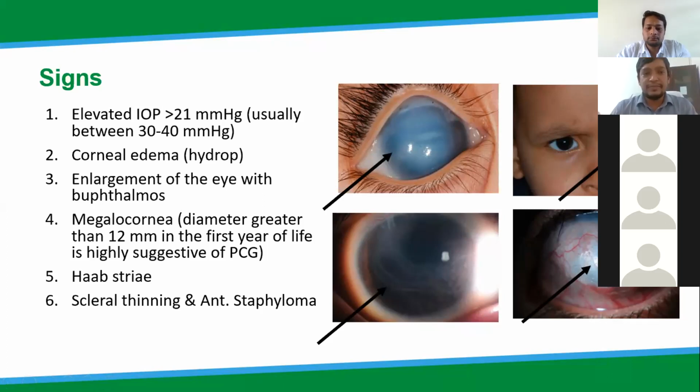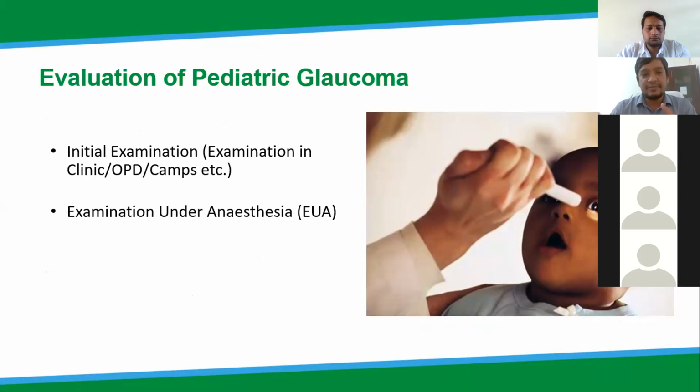So there are two main parts. One is the initial examination that can be done when a child comes to the clinic or OPD, or maybe you are at a camp and someone comes with their child and you are doing the screening, the initial examination. And the second, very important examination is the examination under anesthesia.